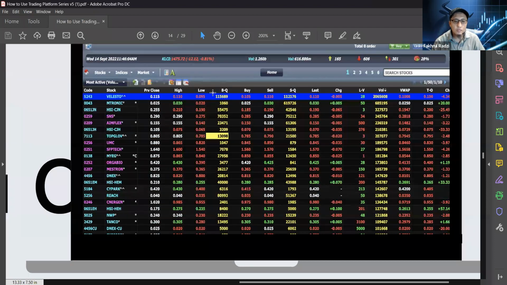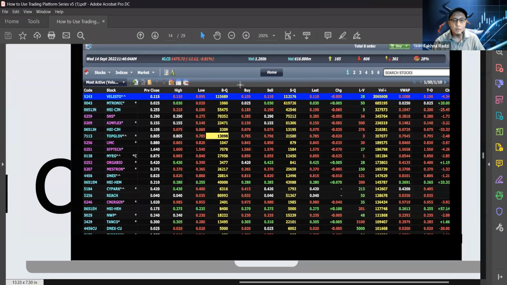The buy queue is currently showing the amount, or the volume, or the lots to buy at 10 and a half cent, which is 115,689 lots to buy at 10 and a half cent.